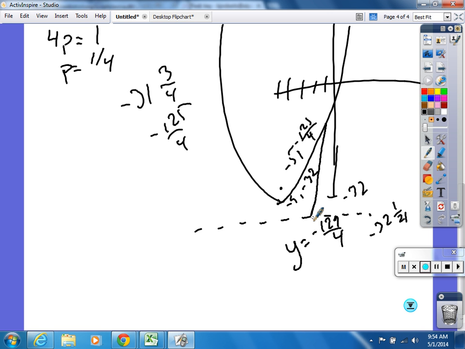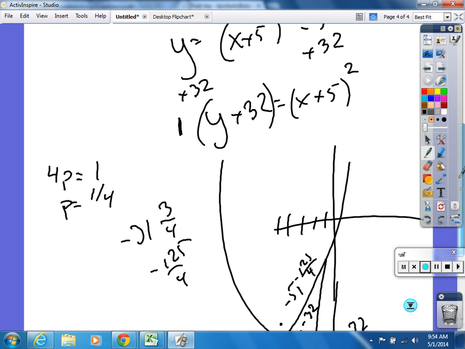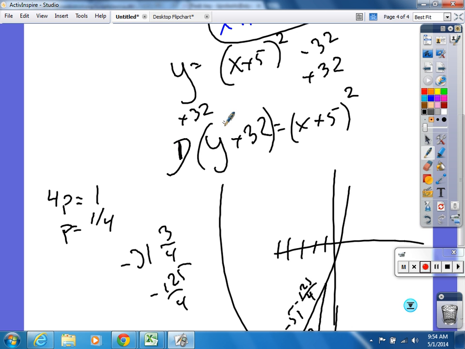Always equal to 1? No. I'll show you differently. Your p-value is found from your 4p. Whatever number is in front of the variable that's not squared, you're going to set that equal to 4p. Then when you solve for p, that is the distance you go from the vertex to your focus and from the vertex to the directrix. So in our case, we found it to be a fourth. So we went up a fourth and down a fourth. If it was sideways, we'd go left a fourth and right a fourth. Does that make sense to you?